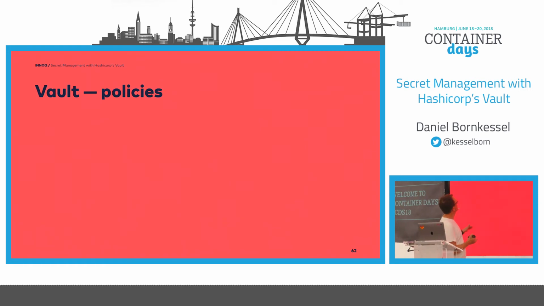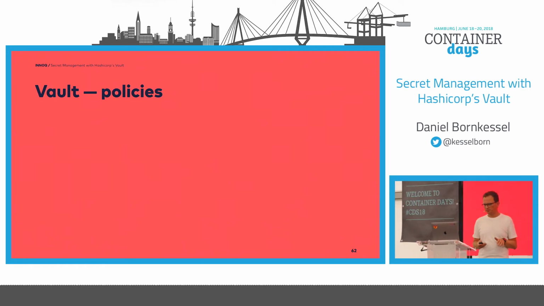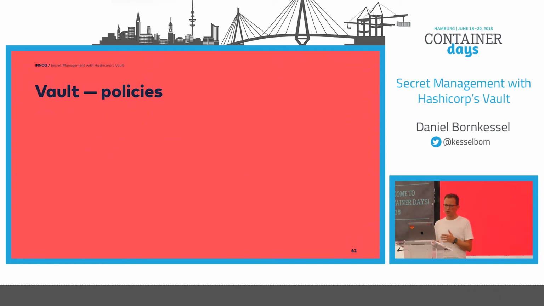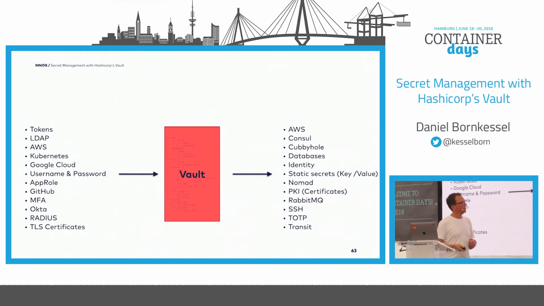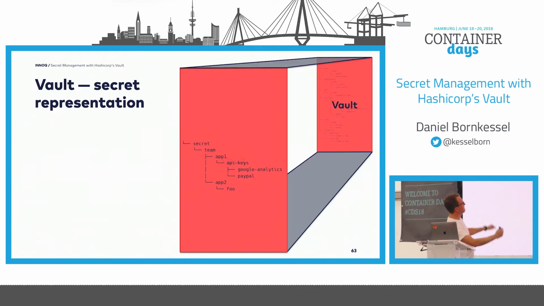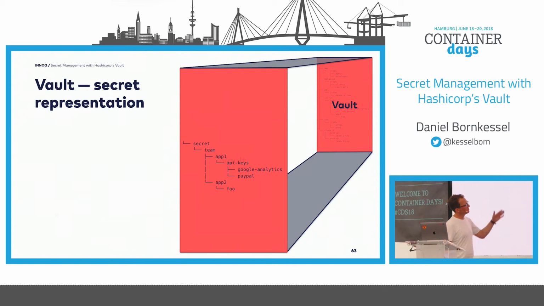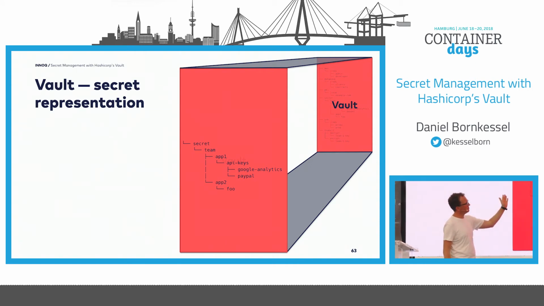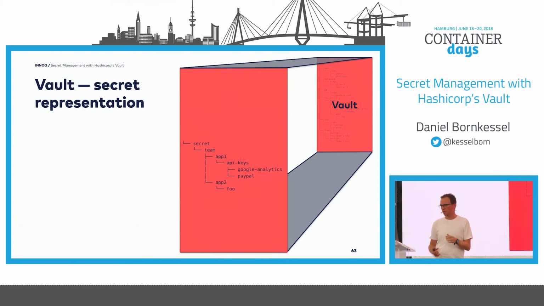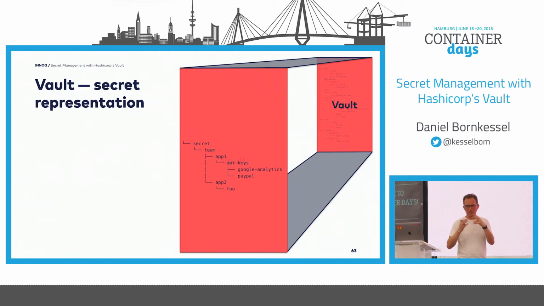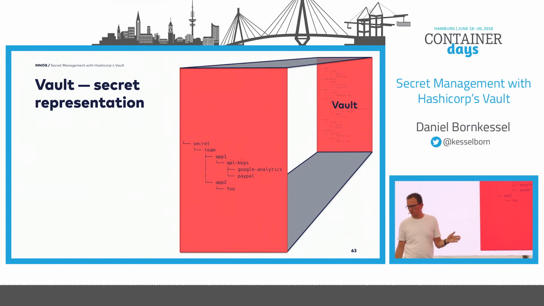So the last part is the Vault policies. How do the policies work, the access management? For that, we have to understand how Vault exposes its secrets to the user. It's like a file system, and that's why for all the examples I had, you always saw something like a path in the file system. And for static secrets, that's quite straightforward.